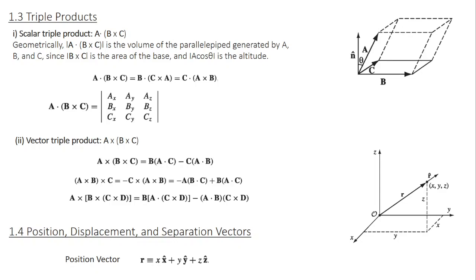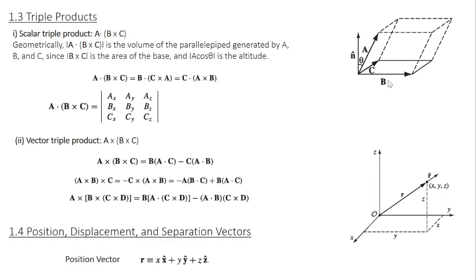Now similarly, you have triple products. There are two types of triple products. One is the scalar triple product, defined as a dot b cross c, and the other is the vector triple product, which is defined as a cross b cross c. So let's talk about the scalar triple product first.